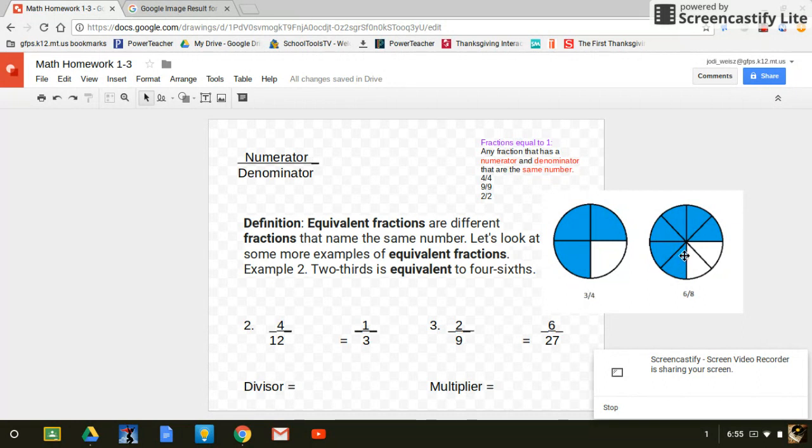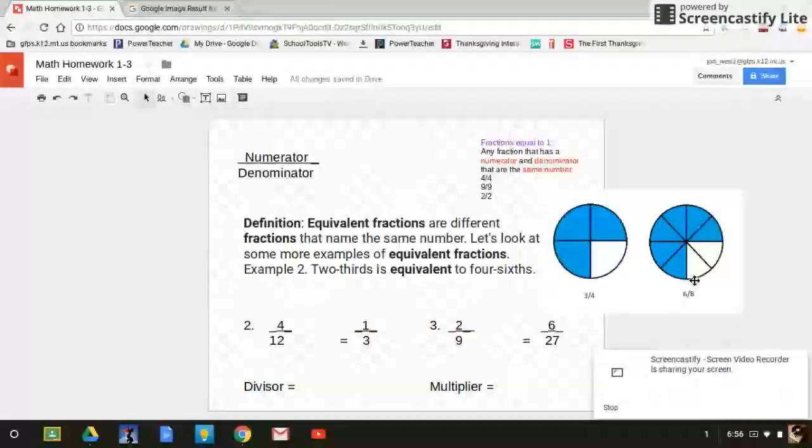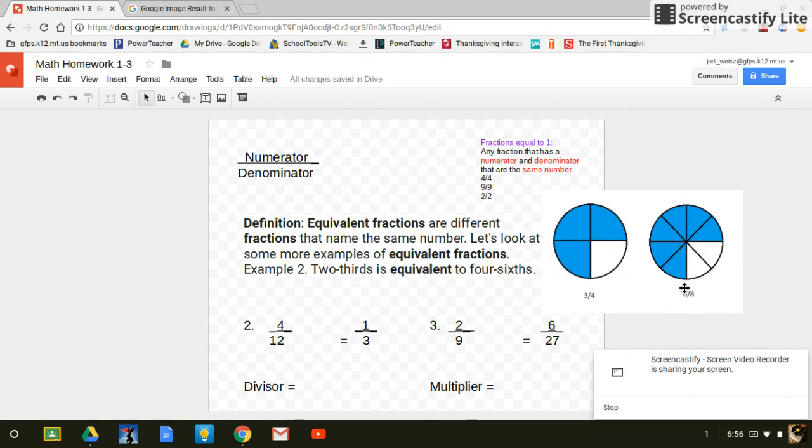Off to your right, you notice that visually the blue shaded area is the same as this blue shaded area over here. However, we have cut each of the fourths into 2 sections rather than just the 1 section. In that case, we now have 1, 2, 3, 4, 5, 6, 7, 8 pieces of the pie, so the denominator is 8, and the shaded area is now 6, which is the numerator, 6/8. That is how these two fractions are equivalent.